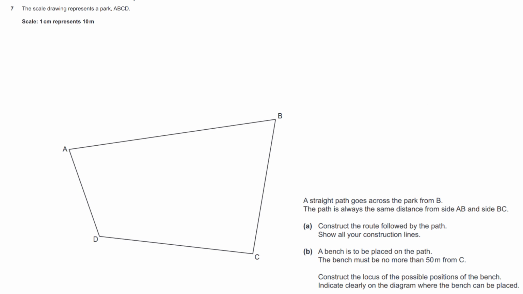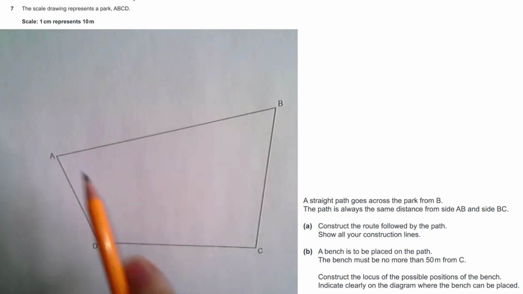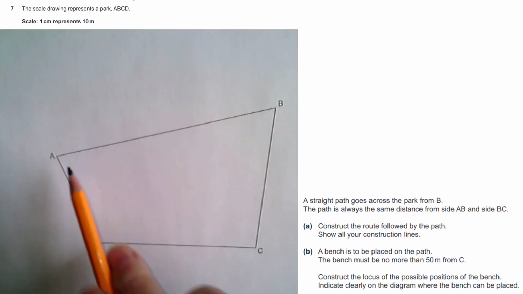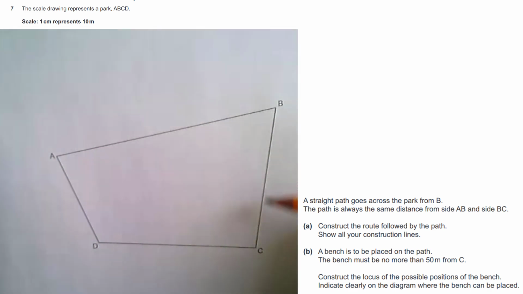Question 7. The scale drawing represents a park ABCD and the scale of 1 centimetre represents 10 metres. A straight path goes across the park from B. The path is always the same distance from side AB and side BC. Part a says construct the route followed by the path. Show all the construction lines. Now a path that's always the same distance from two sides, AB and BC, is going to be the angle bisector of angle ABC, isn't it?